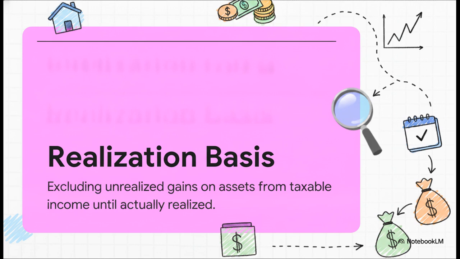Generally, a taxable person can elect to be taxed on a realization basis. What does that mean? It means unrealized gains and losses on capital assets and liabilities are completely excluded from taxable income until they are actually realized. Just think about what that means for your clients holding investment property, securities, or any other assets subject to fair value accounting. It's a massive shift in when the tax bill actually hits them.